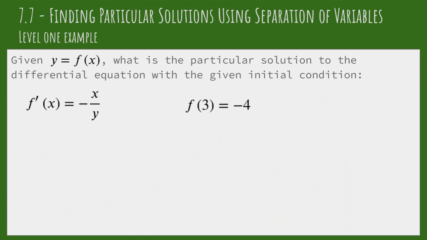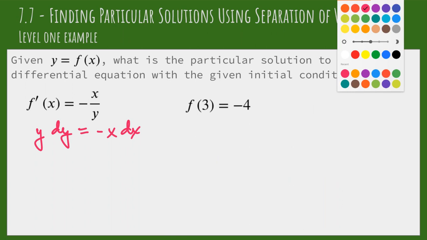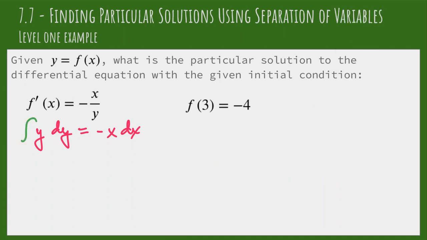This one, when we separate variables, remember f prime is the same thing as dy dx. So we're going to get y times dy equals negative x times dx. Take the antiderivative on both sides. Put that negative out front. So we get y squared over 2 is equal to negative x squared over 2 plus c. I'm going to go ahead and put the initial condition in at this point.